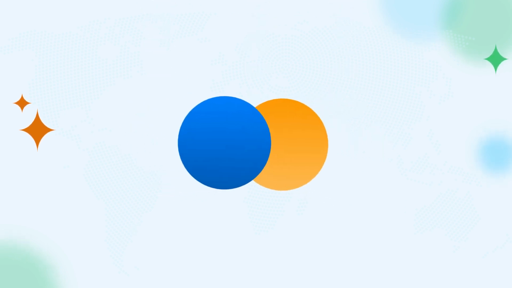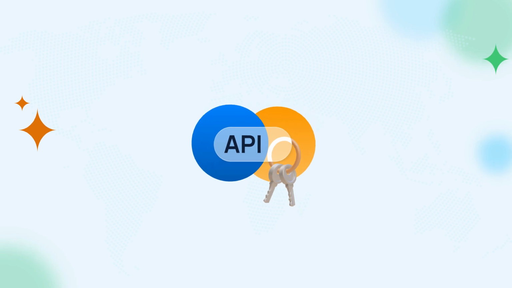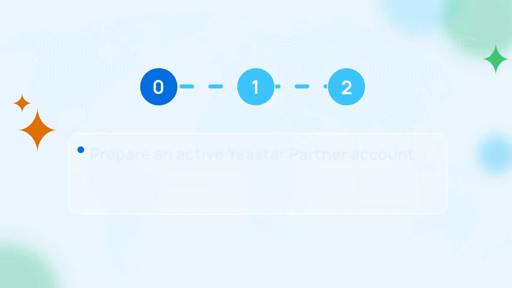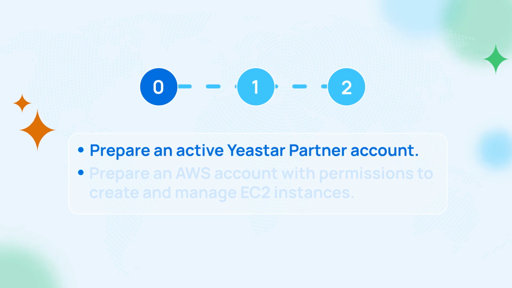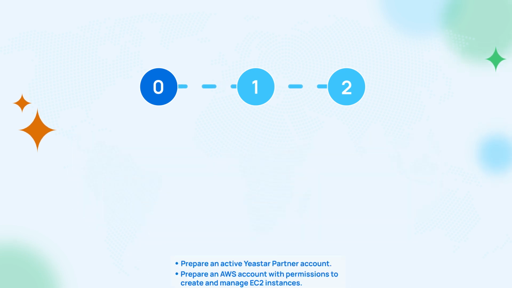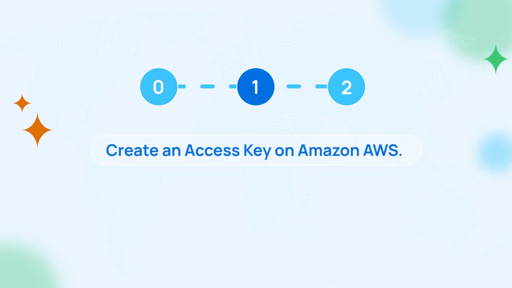First, the integration is realized based on API integration. So, to do this, we need to establish API integration between the Yeastar panel portal and AWS. Before we get started, ensure that we have everything ready. An active Yeastar panel portal account and an AWS account with permissions to create and manage EC2 instances. You will also need an access key and secret access key from your AWS account for authorization.